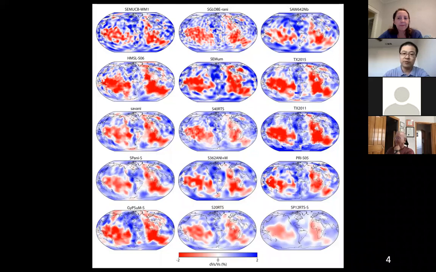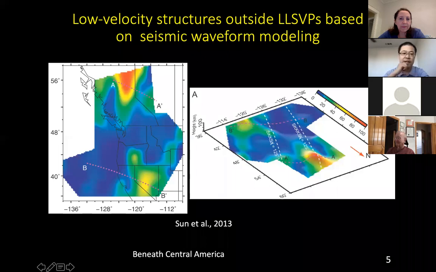Not only global seismic tomography models, people have also tried to understand the structure outside LSVPs using relatively high resolution seismic forward modeling. Next I'm going to show you some of the most recent studies of the low velocity structures outside LSVPs based on seismic waveform modeling. This is one of them, by Sun et al. in 2013, and they found low seismic velocities with a rolling structure or ridge structure in Central America.